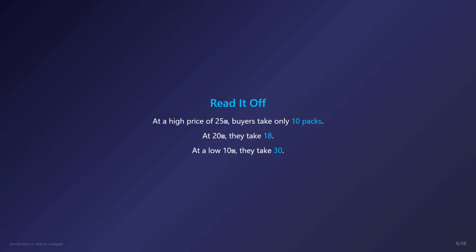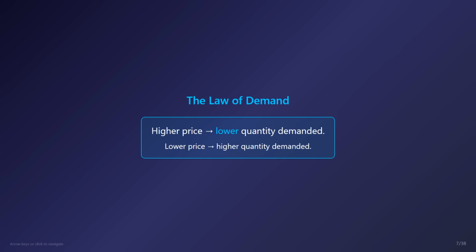Read it across. When coffee is expensive, at 25 shekels, buyers take only 10 packs. At 20 shekels, they take 18. And when it's cheap, at 10 shekels, they take 30 packs. This pattern is the law of demand. A higher price leads to a lower quantity demanded, and a lower price leads to a higher quantity demanded. Price and quantity move in opposite directions.